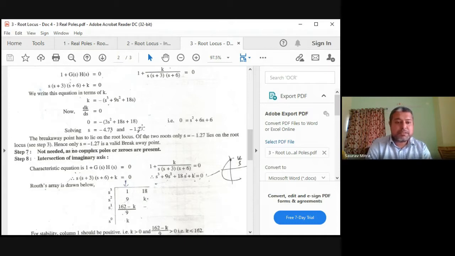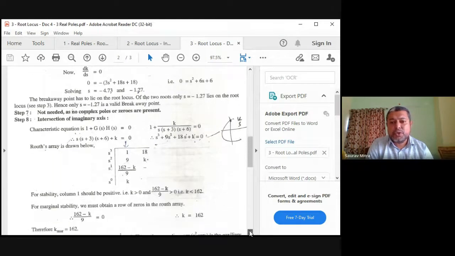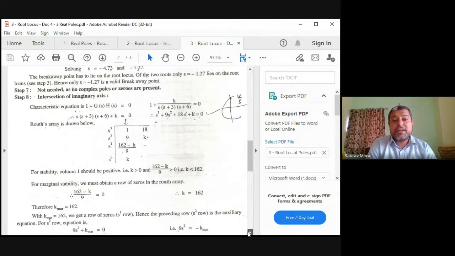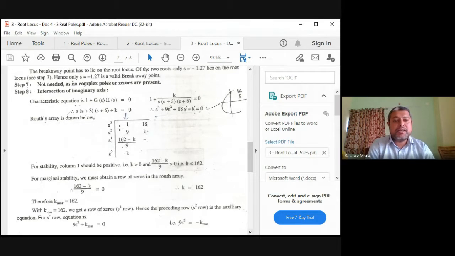So you have to remember the steps. So breakaway point is found, sigma c is found, theta c is found. 7th step not required because there is no imaginary poles and zeros. So angle of arrival, angle of departure not required. Last case we are supposed to find out what is k marginal and what is omega marginal. So for that again the same thing.